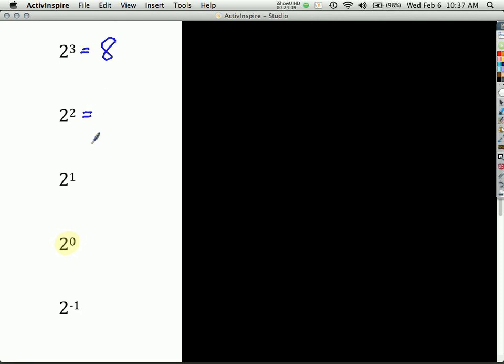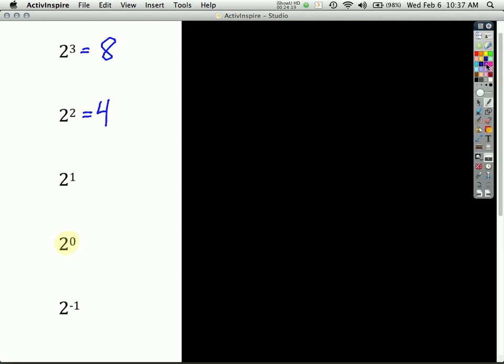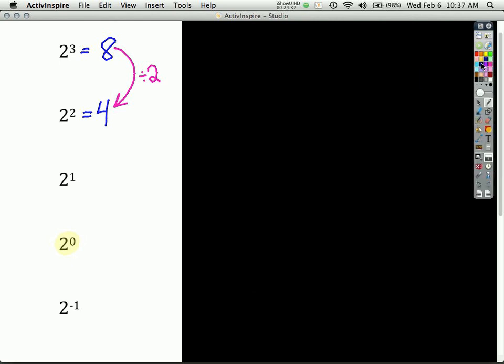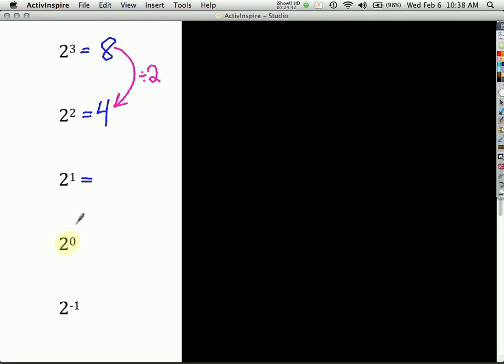2 to the second power. What is that equal to? Homero? 4. How do we get from the first number to the second number? Ashley? Divide by 2. Please make sure you write that down. Let's continue. 2 to the first power. What is 2 to the first power equal to? Tanya? 2.